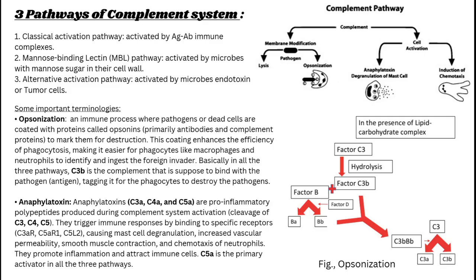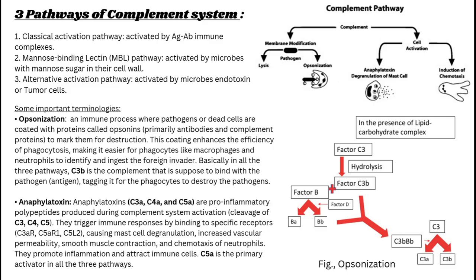And the mannose binding lectin pathway, also known as the MBL pathway, is activated by mannose sugar. In microbes like bacteria, the cell wall has the mannose sugar, and that mannose sugar will be the trigger. And the alternative activation pathway will be activated by microbes, endotoxin, or tumor cells. So these are the 3 pathways. We'll be discussing these 3 pathways one by one.